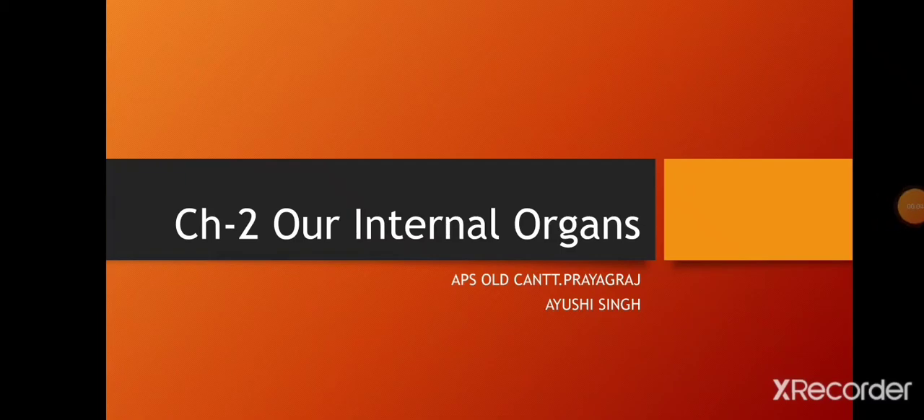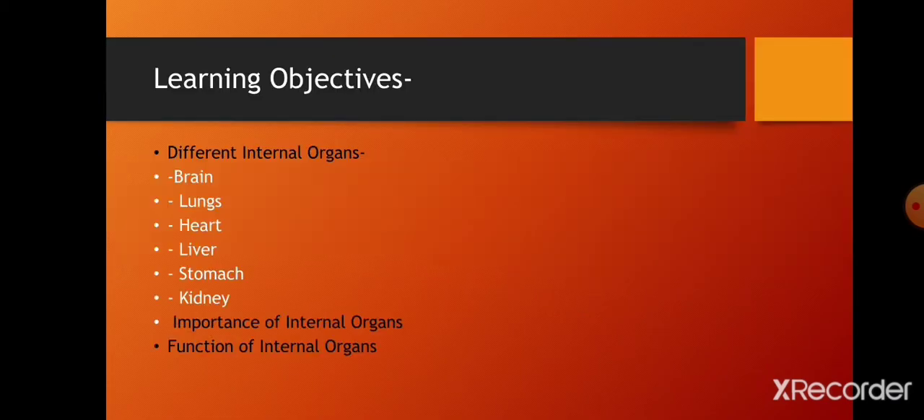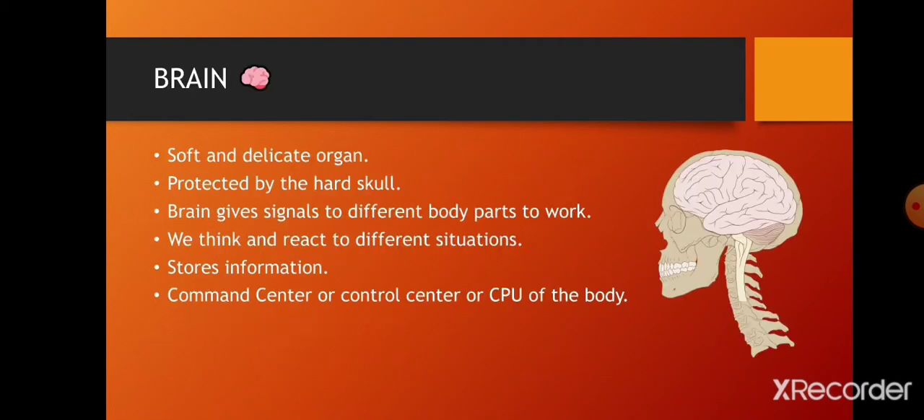Let's have a quick recap of what we studied in the previous class. In the previous class, we studied about the internal organ, brain. So you all know that brain is a soft and delicate organ which is protected by a hard skull. The skull is made up of bones.